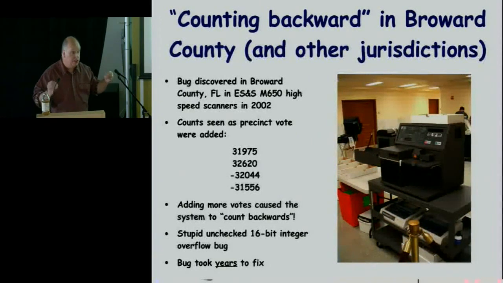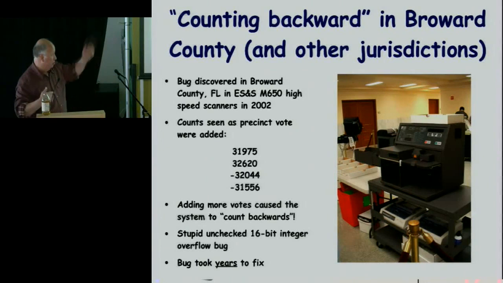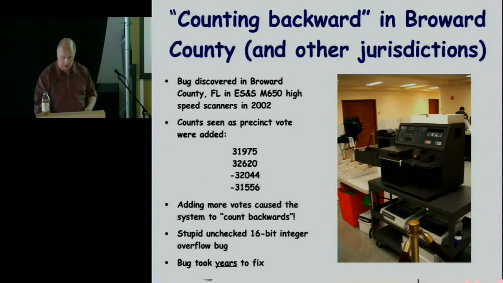Because the software has to be certified. And any change in election system software has to go through an elaborate national and state certification effort, which generally takes over a year and $100,000. So instead, for a long time, there were workarounds published to get around this. Basically, no collection of batches should encounter more than 32,000 votes, or you'll see this behavior.